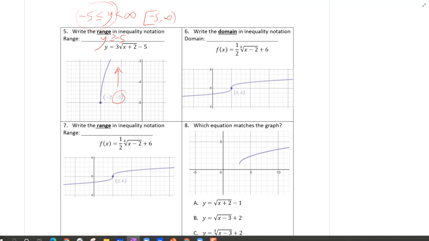Domain in inequality notation. So x values, negative infinity to infinity. Let me write it the way I always write it: x is between negative infinity and infinity. Range, same thing. Don't be fooled though. One of the answer choices will be there and there. It doesn't stop there. Even though it's not going up very fast or down very fast, it's still going up and down. So negative infinity to infinity.